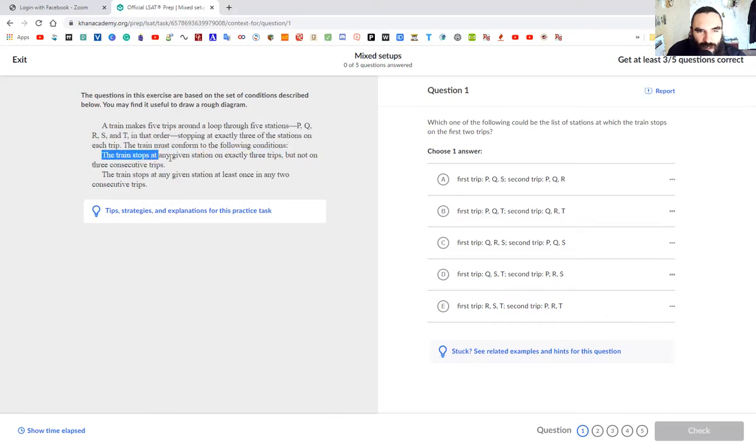The train stops at any given station on exactly 3 trips, but not on 3 consecutive trips. The train stops at any given station at least once in any 2 consecutive trips.